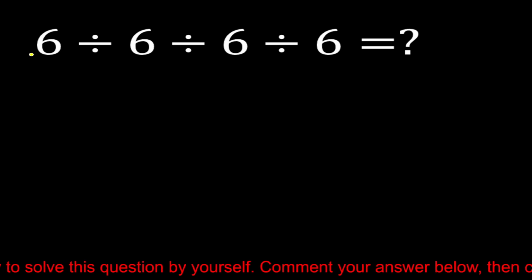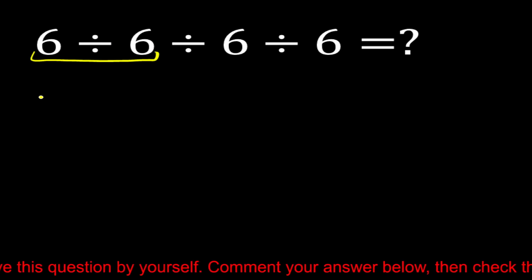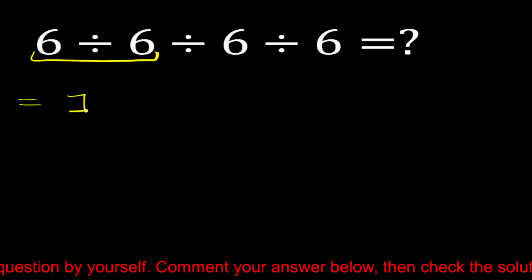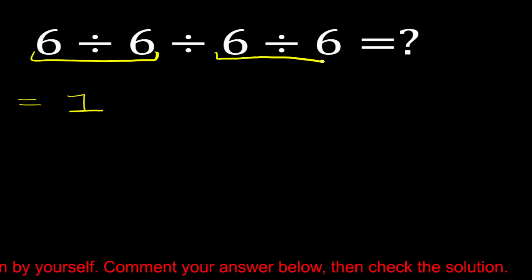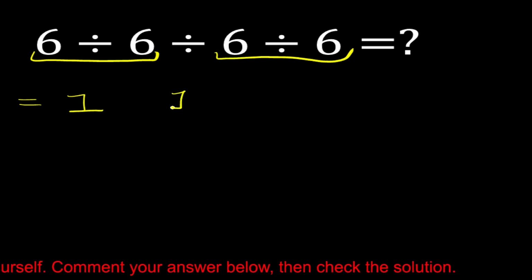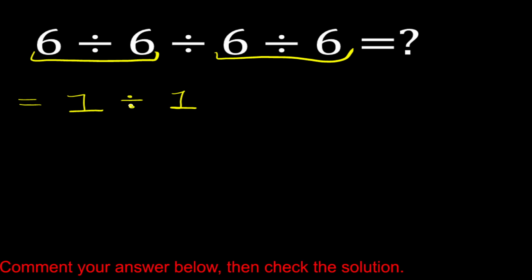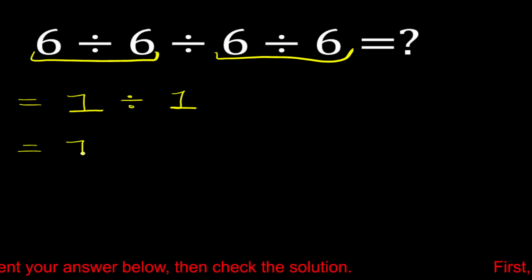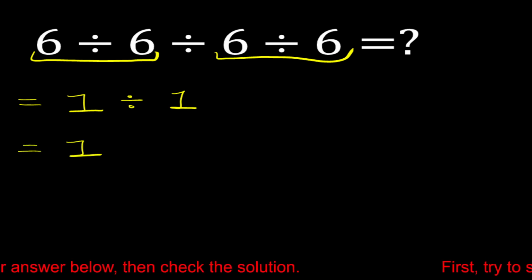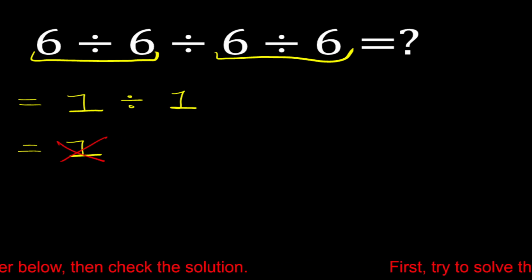So most people solve this question like 6 divided by 6 is equal to 1. Then again 6 divided by 6 is equal to also 1. Now 1 divided by 1 is equal to 1. But this answer is not correct. This answer is completely wrong.